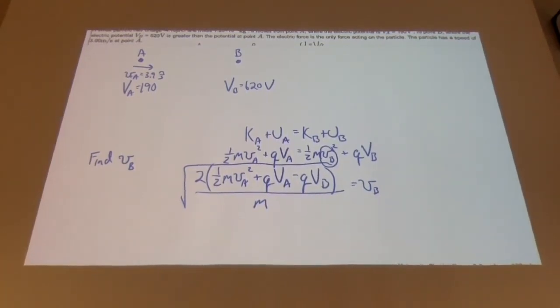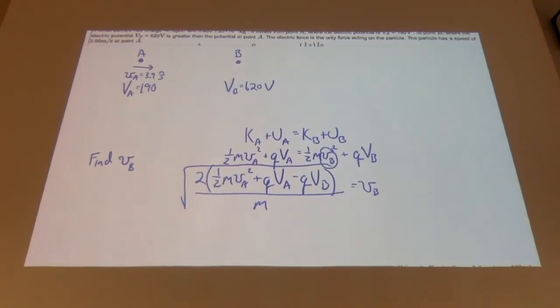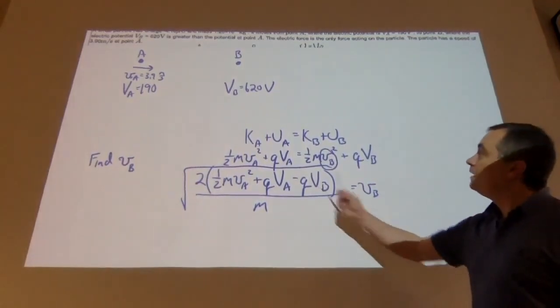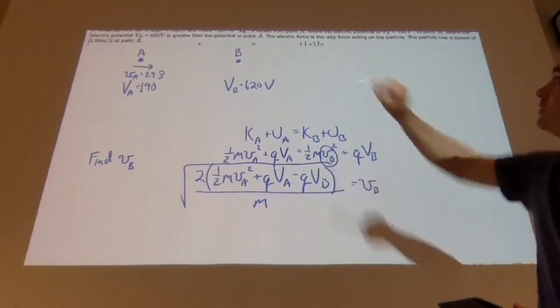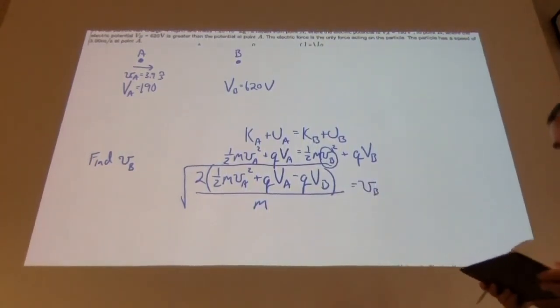But you don't have the VB. How will you plug it in? Oh, we do have that one though. It's 620. That's the potential at point B.